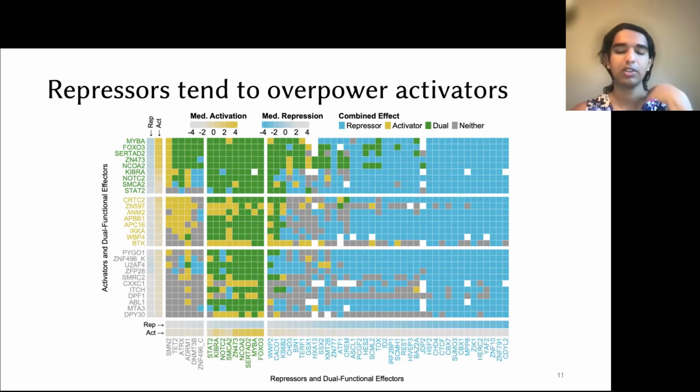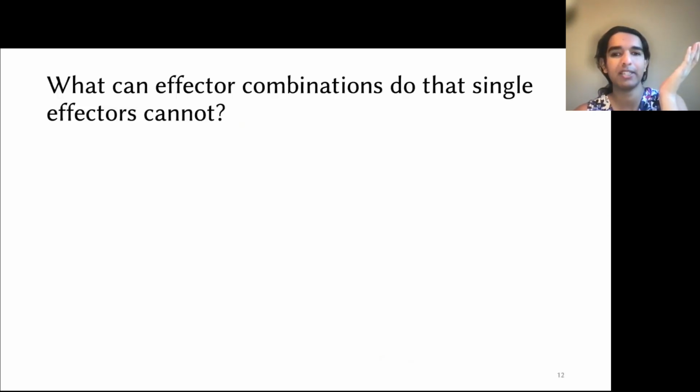After we did all of this work, the question we asked ourselves was, okay, we have all this information on how pairs of effector domains work together. What can you do with pairs of effector domains that you couldn't do with just a single effector domain on its own? And the way we tried to do this was, what tool can we build with a pair of effector domains that we couldn't build with one effector domain on its own?